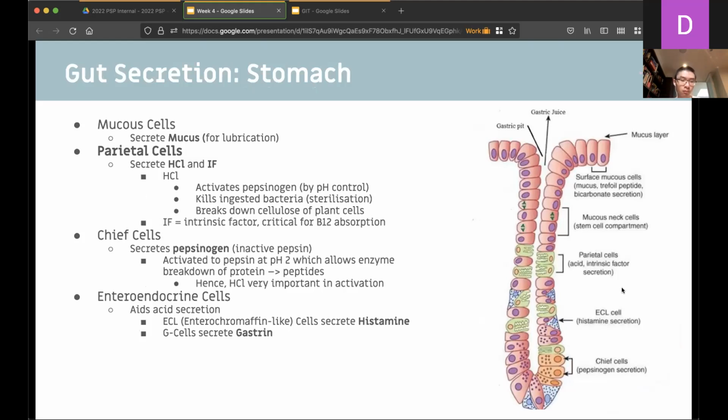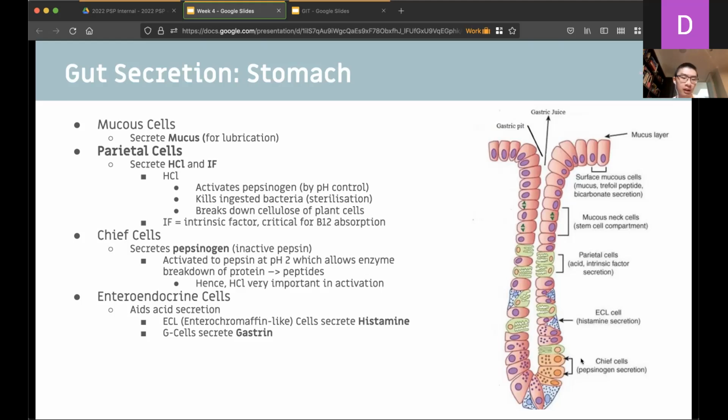There are four main types of cells you need to know about: the mucus cell, the parietal cell, that's probably the most important one, chief cells, and the enteroendocrine cells. You've got your mucus cell secreting mucus, again for lubrication to keep the food going in your stomach. You've got your chief cells, which are the ones here secreting pepsinogen.